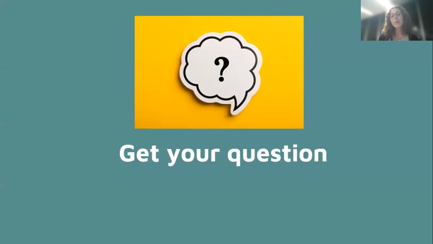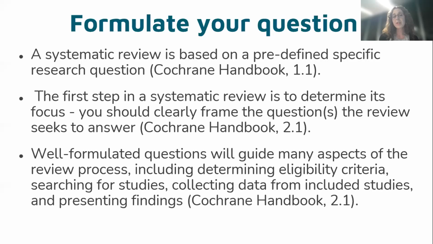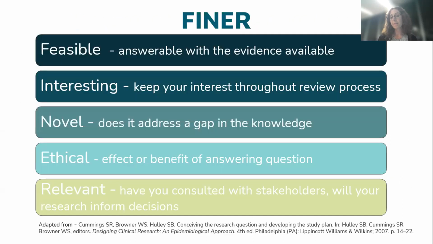So, the first step, as was mentioned, is to get your question. And this really is what your review is going to be based on, because your systematic review is based on a predefined, specific research question. And that determines the focus of your systematic review. So a well-formulated question will guide many aspects of the review process. So it'll include determining the eligibility criteria, how you're going to search for studies, how you collect data from the included studies, and how you present the findings.